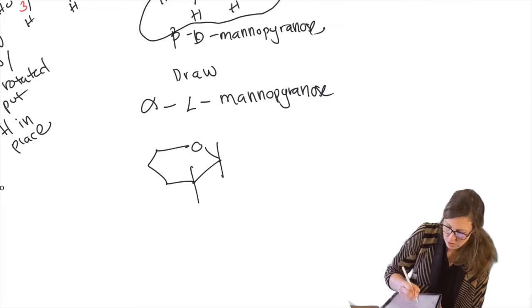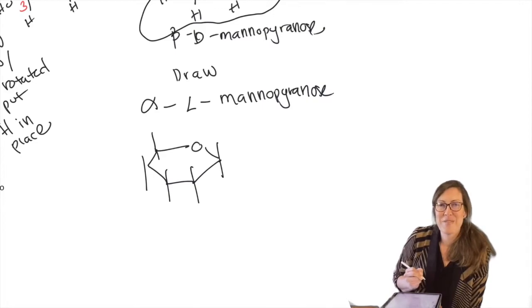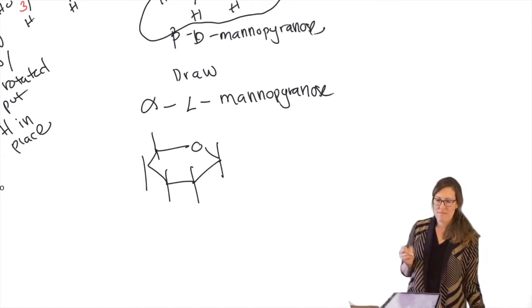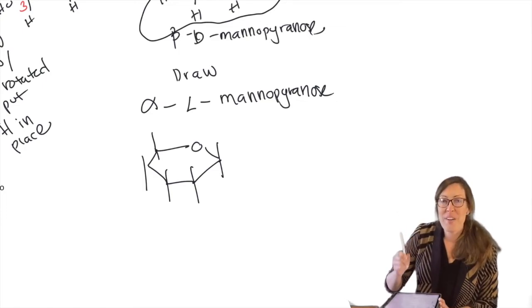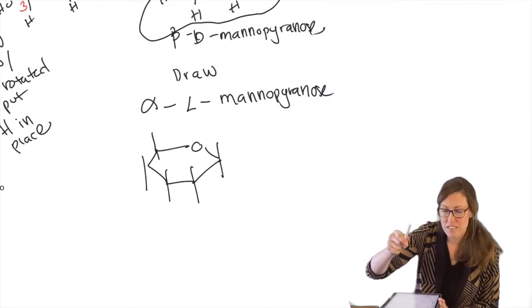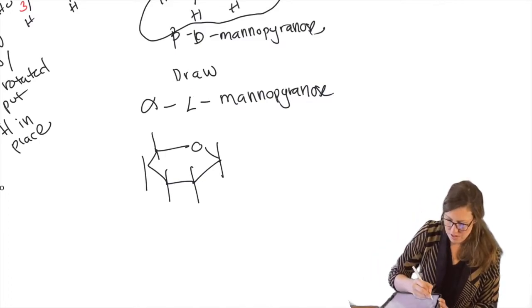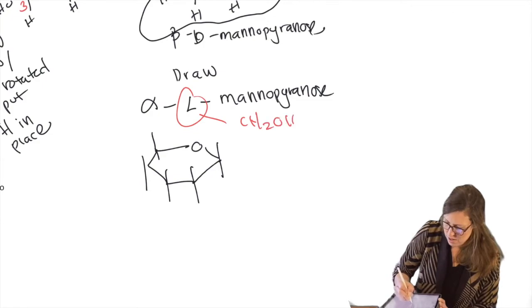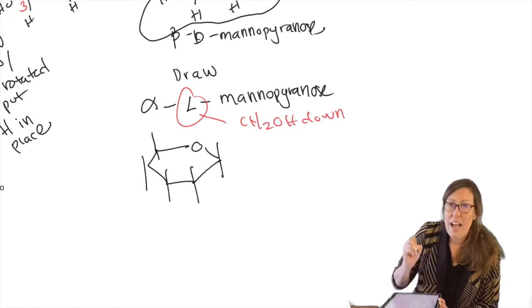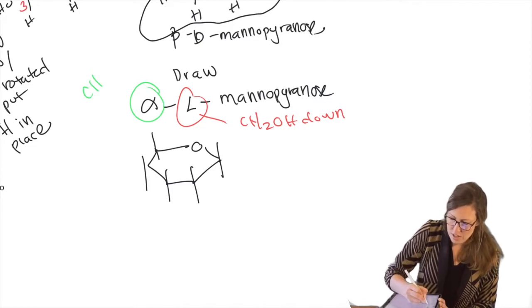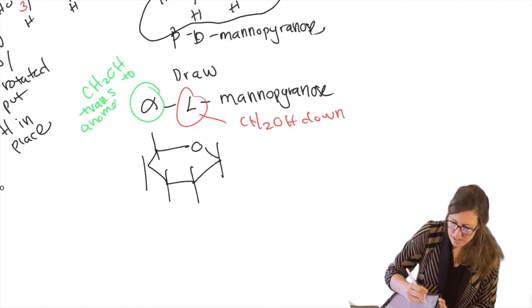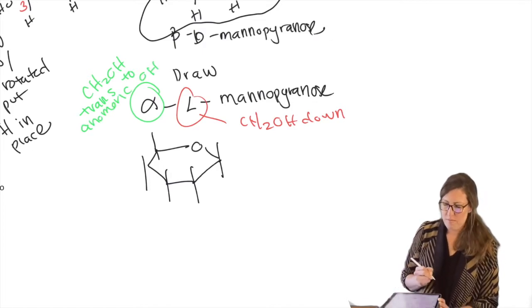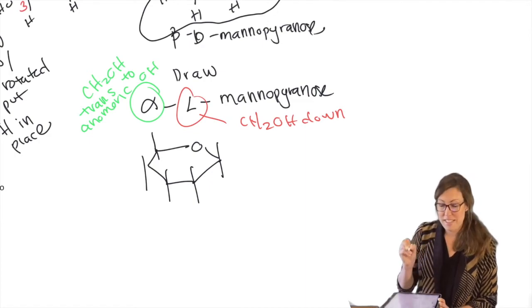So you'll start with everything drawn out, but then you have to decide where it all goes. Okay, fill it in and check back, okay? Okay, so you're back. L means our CH2OH is down. Alpha means our CH2OH is trans to the anomeric OH. The rest is the same.